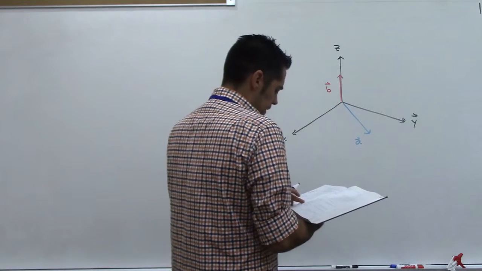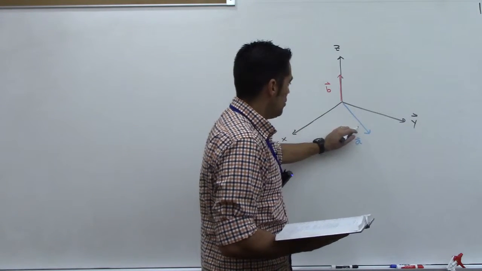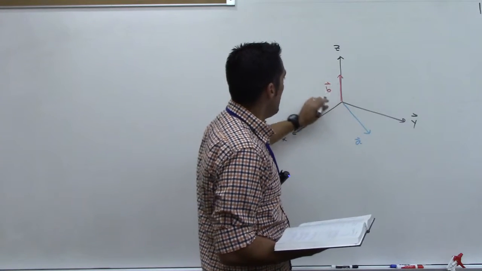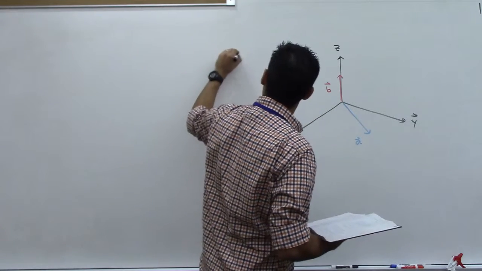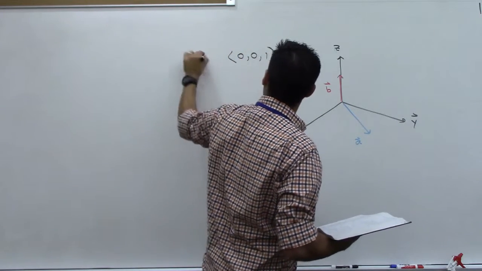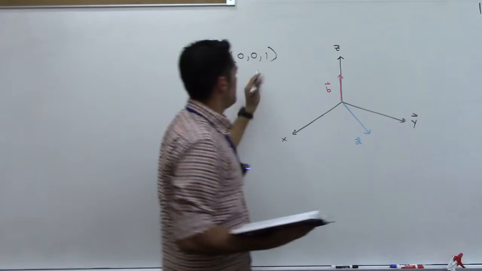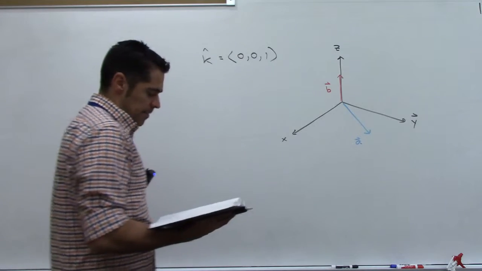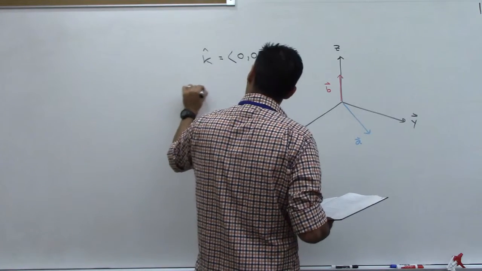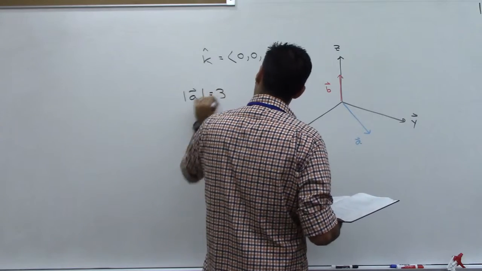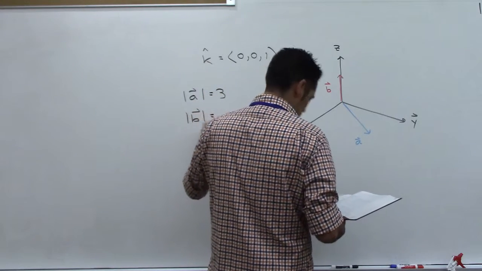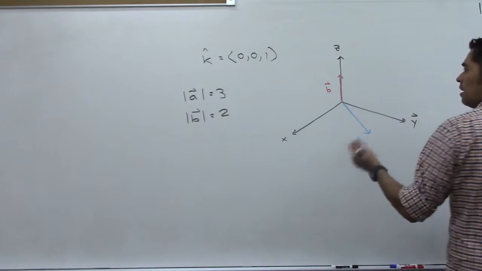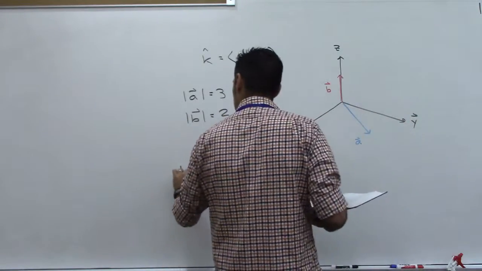The figure shows a vector A. That A is in the xy plane, so it's on the ground. The vector B is in the direction of k hat. Now k hat is straight up, so B is pointed in the same direction. The length of A they give us is 3, and the length of B is 2. They ask us to find, first of all, the magnitude of A cross B.